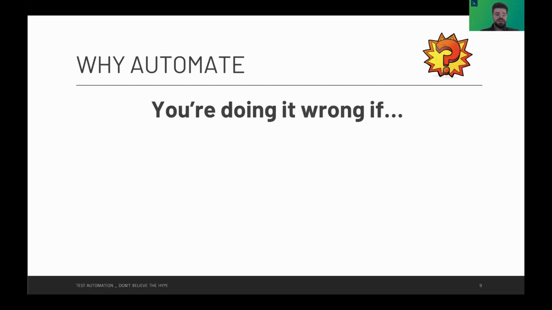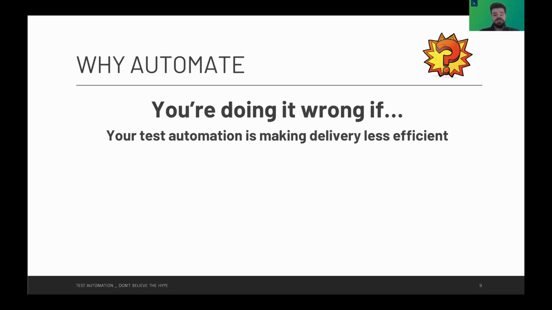About automation, you are doing it wrong if your test automation is making delivery less efficient. So again, efficiency. If any of your test automation process is making things less efficient, then you are doing it wrong. Let me give you some examples. When you're developing your automated test cases, if it takes you more time to create a test case than it takes to run it manually for as many times as you need, then you are doing something wrong, because you are not having a return on the investment of automating that test case.